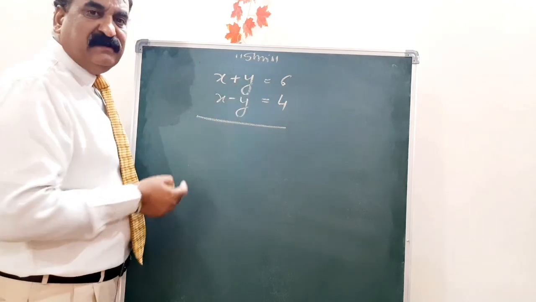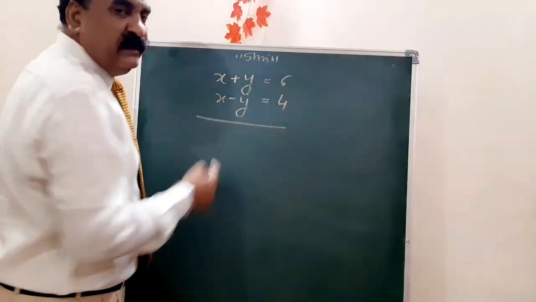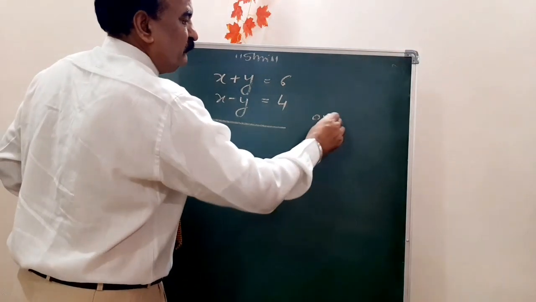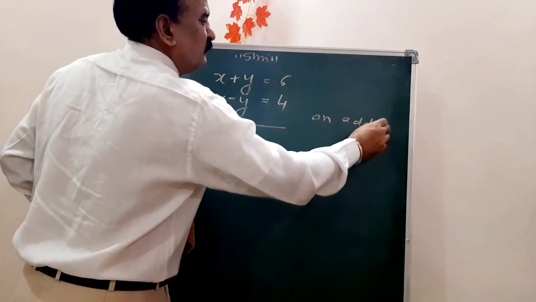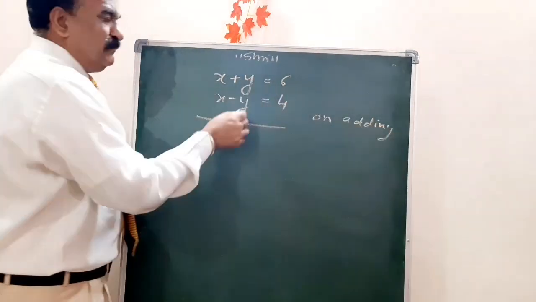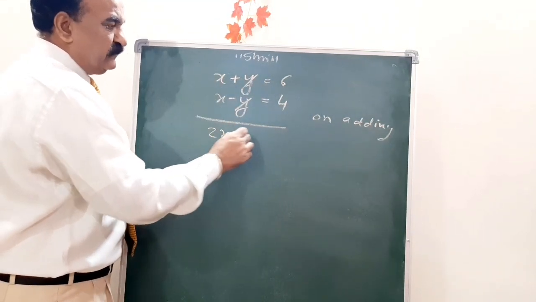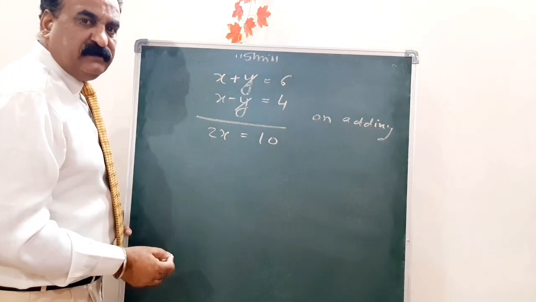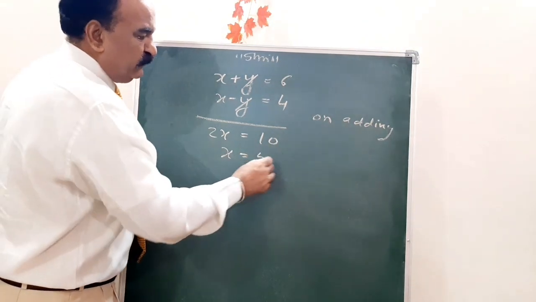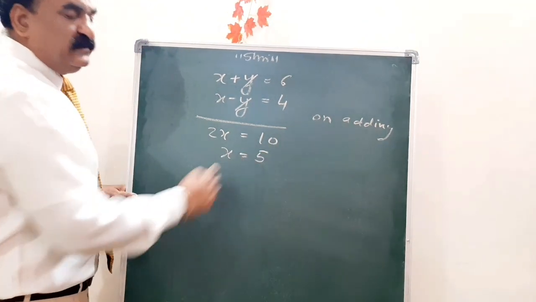Plus y and minus y. If you are writing here on adding, then plus y and minus y will get cancelled, and x plus x becomes 2x is equal to 6 plus 4, which is 10. So x is equal to 5. x is equal to 5 is the solution.